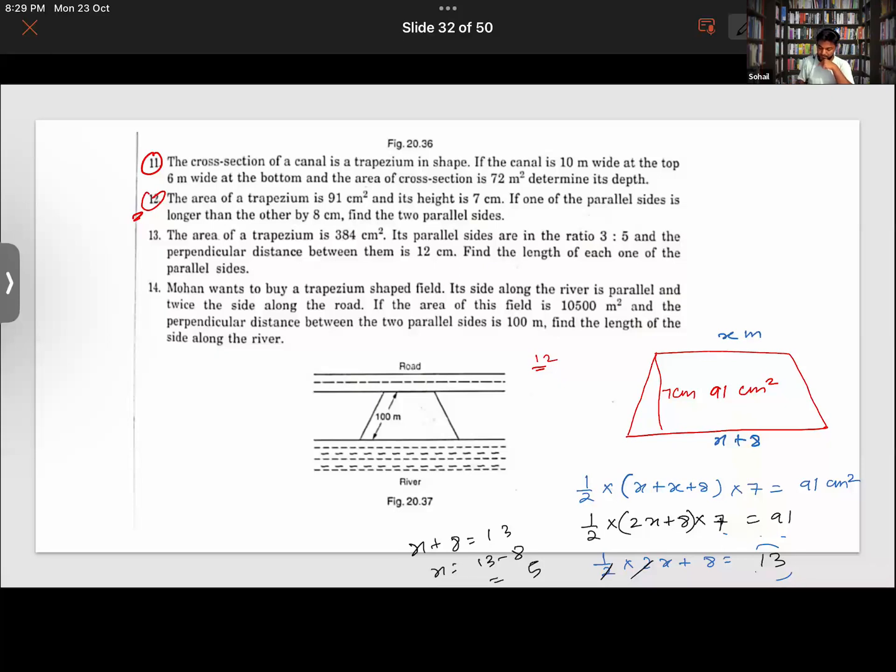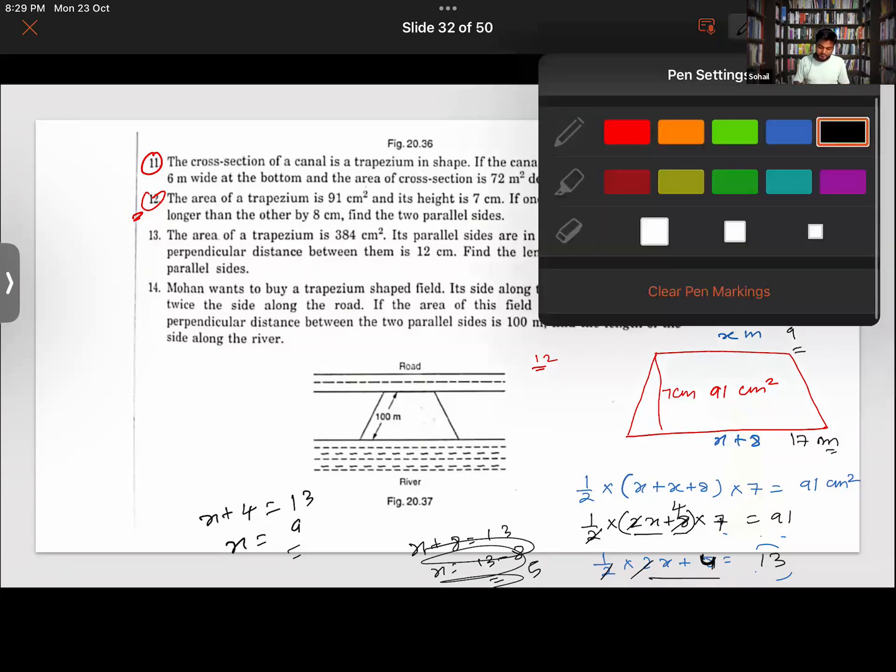Look here. This 2 is in division with both 2x and 8, so 2 and 2 are getting cancelled, and it will cancel this one also. So x plus 4 equals 13. Thereby x will be 13 minus 4, that is 9. So this one measures 9 and this one measures 17 meter. These are the values.